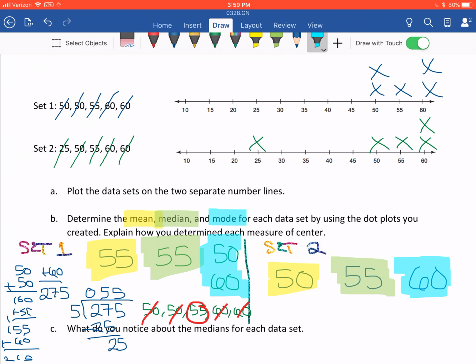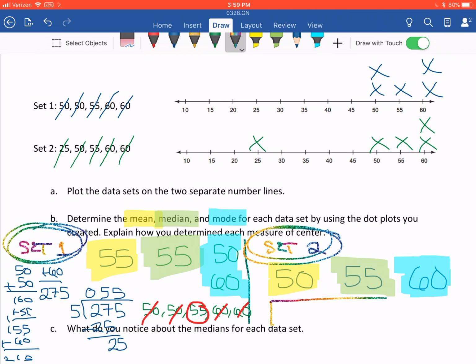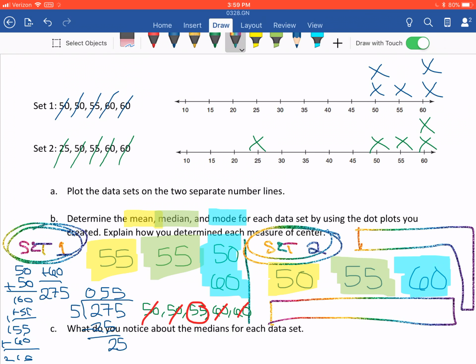The amount of work that you see over on the side for set 1 is the amount of work that should be over here for set 2 for you to have figured those numbers out by yourself. If there's not a lot of work going on in this space or all the spaces, then it means that you did not do this on your own.